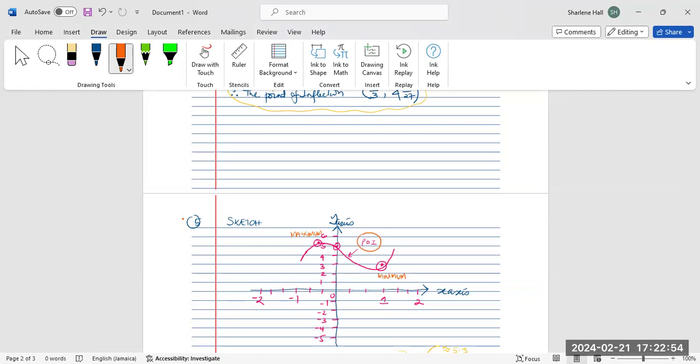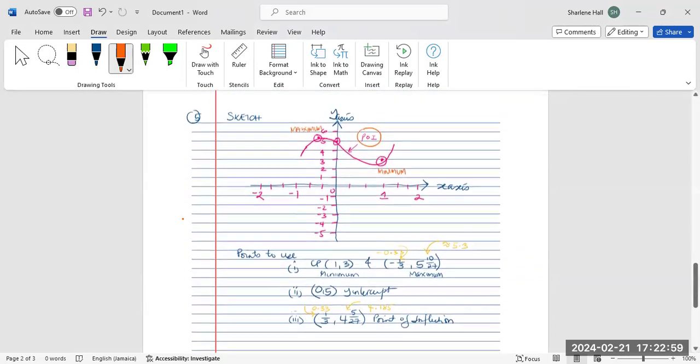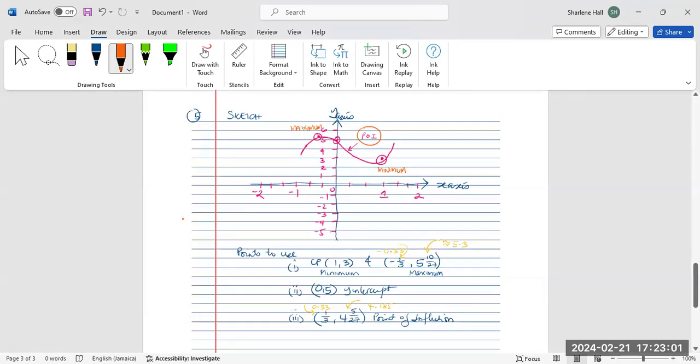It's only a sketch, but notice what I did, I write out all the points. My minimum point, 1, -3, you can see that on the graph. My maximum point, -1/3 and 5 and 10 over 27, you can see that on the graph. What I did there was to work out what that fraction is, so I can approximate it. So 5 and 10 over 27 is approximately equal to, and that's what that sign means, 5.3.